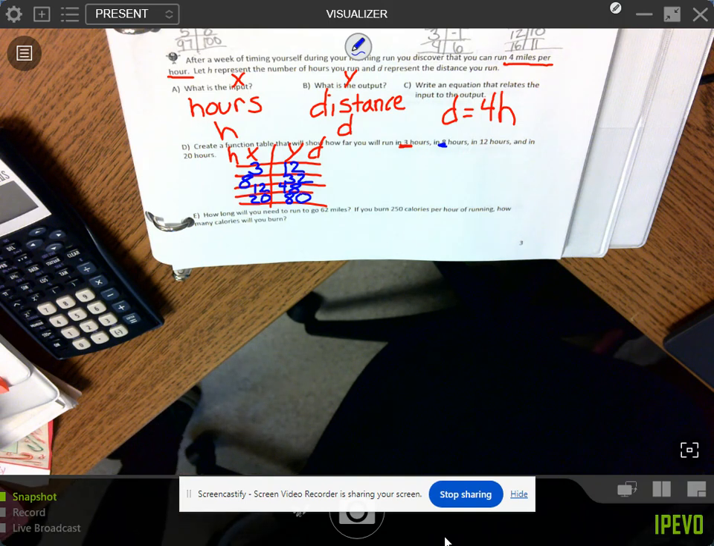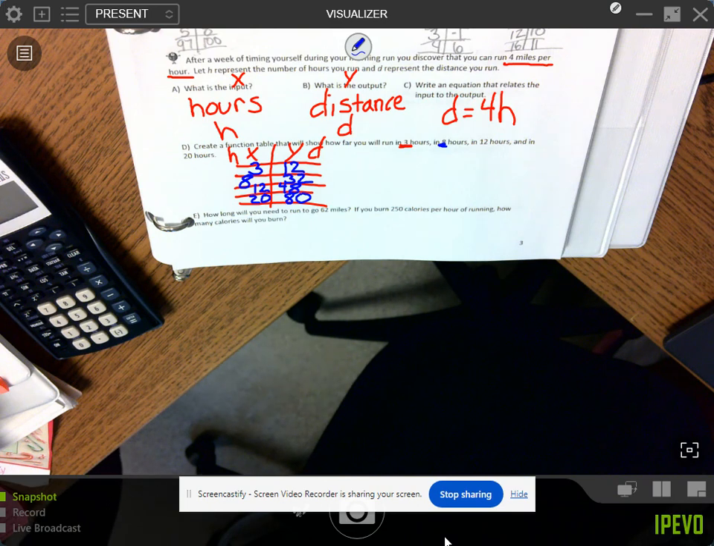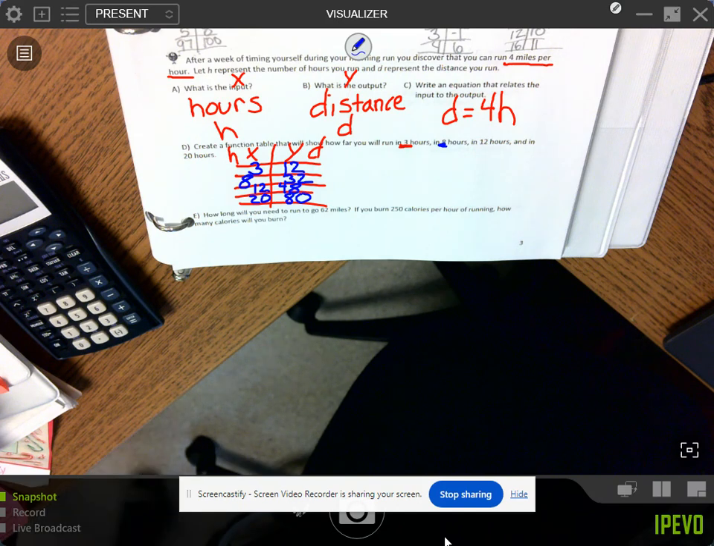Now it says, how long will you need to run to go 62 miles? If you burn 250 calories per hour of running, how many calories would you burn? So we have 2 questions. Will and Lucas, please stop. We have 2 questions to answer, so there are 2 different things I'm going to do. If I'm running 62 miles, how long is that going to take me?